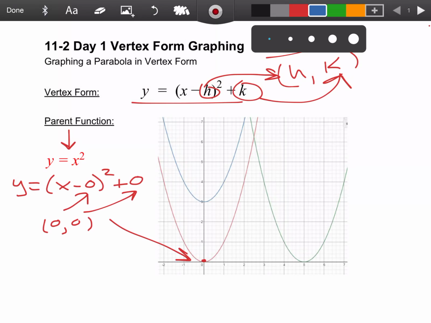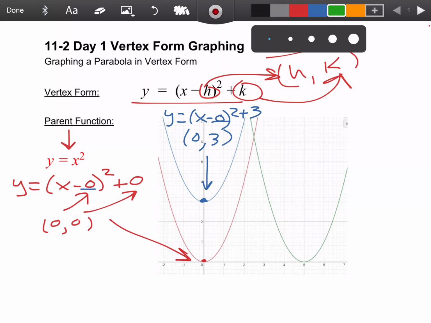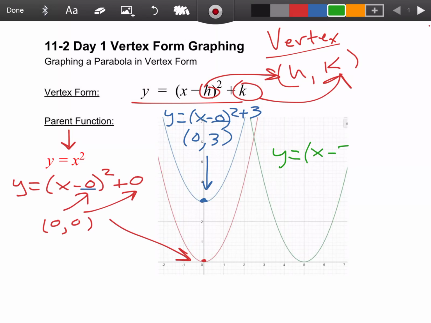For this blue graph here, this would be y equals x minus 0 squared plus 3, because our vertex right there is (0, 3). So that's how we know that this is the equation for this parabola. Now we don't write in the minus 0 and the plus 0, but we almost write them in to make it easier to find which parabola this is. So here we'd have y equals x minus 5 squared plus 0, because this would be (5, 0). That's our vertex right there.